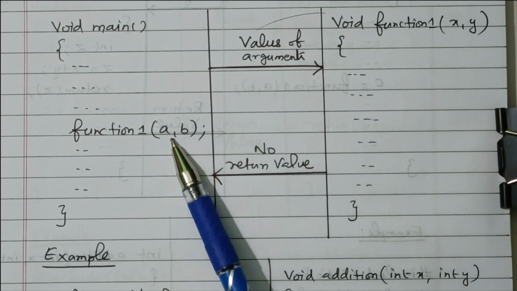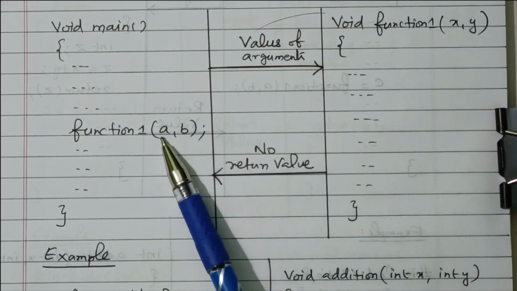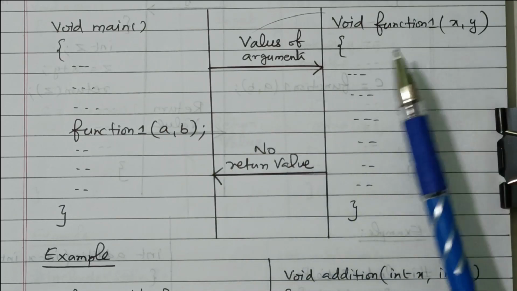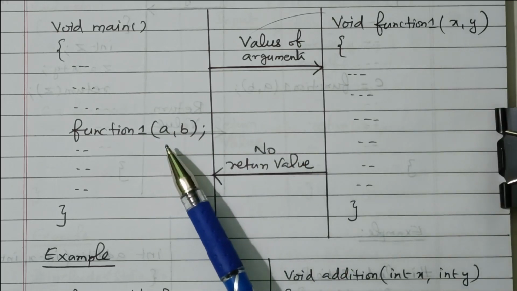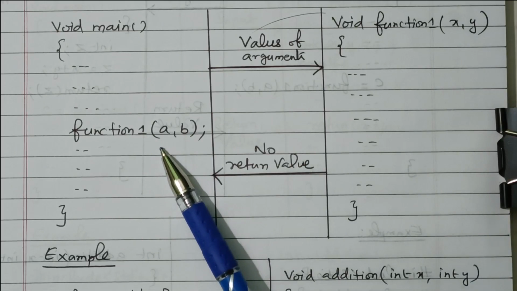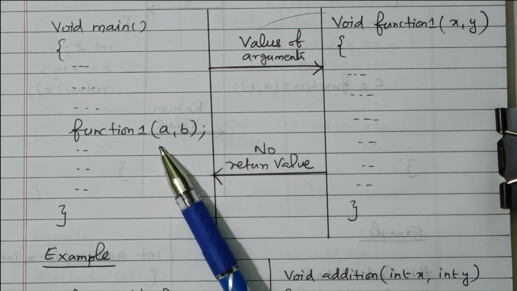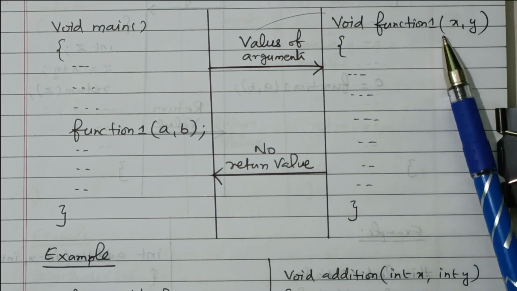These are called actual parameters. These are formal parameters. So the a and b values will be stored in x and y: the a value stored in x, the b value stored in y. The original value is retained in the main program. For that, another topic is available: call by value and call by reference. Here we are passing the value, we are not passing the address. So function1(x, y) will execute a set of instructions.